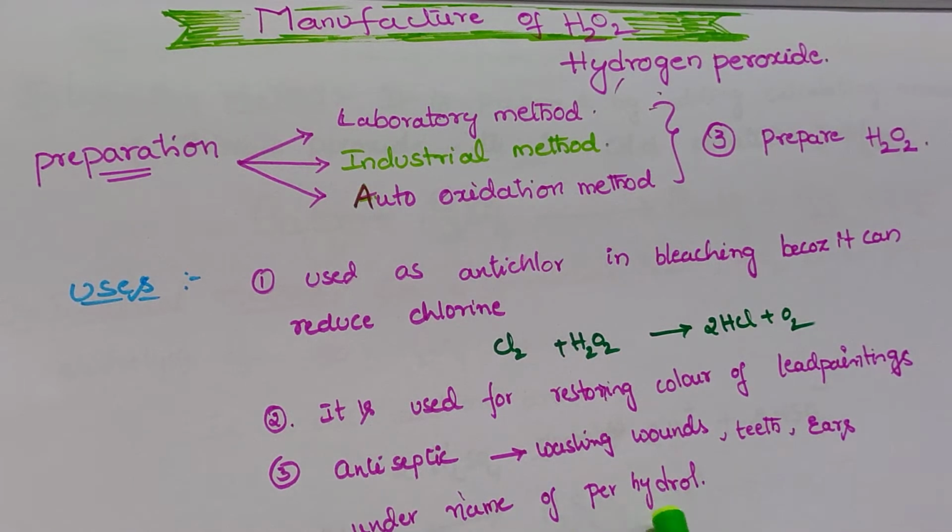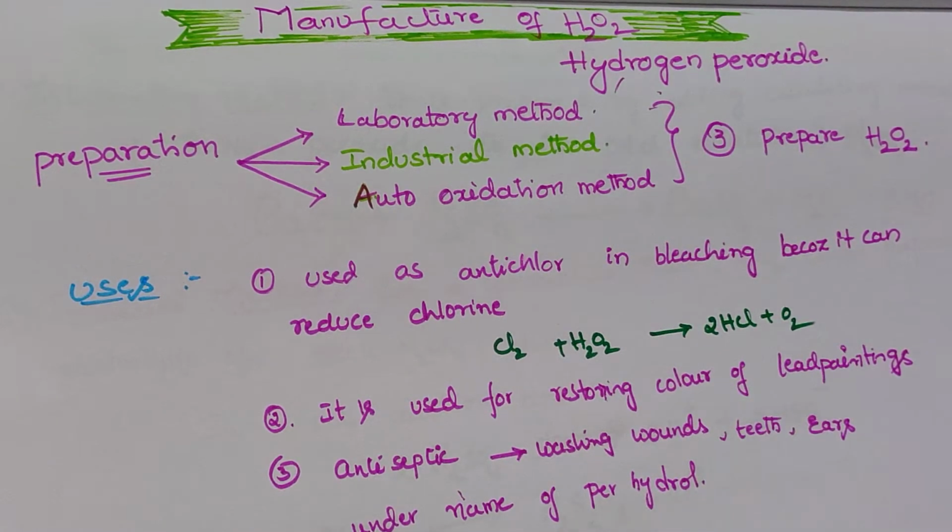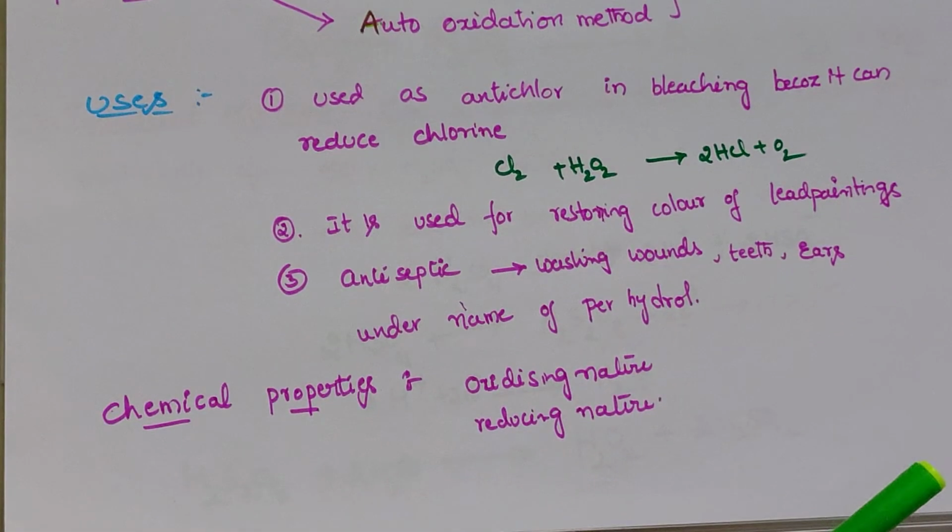What is the other name of hydrogen peroxide? Perhydrol. These are very important uses of hydrogen peroxide. What are they? It is used as an anti-chlor, for lead paintings, and as an antiseptic for treatments. And the next one is the chemical properties.